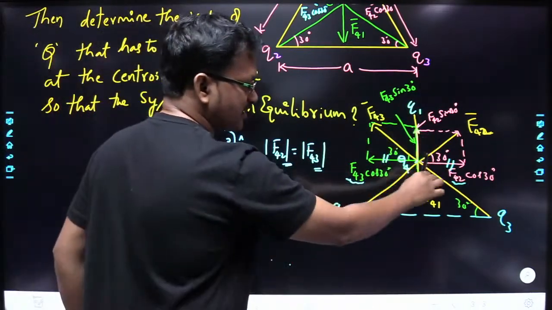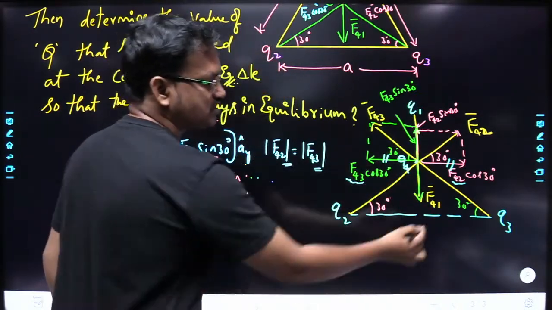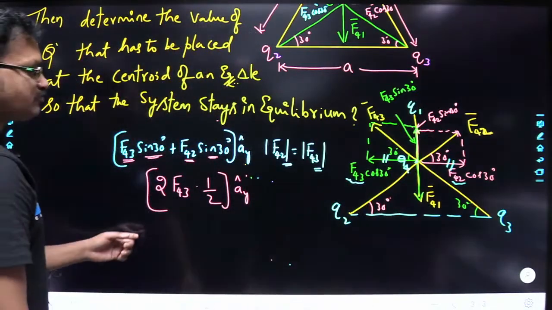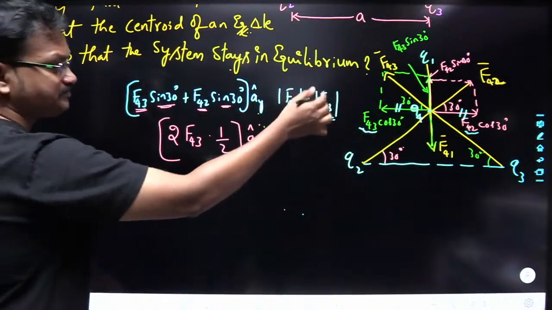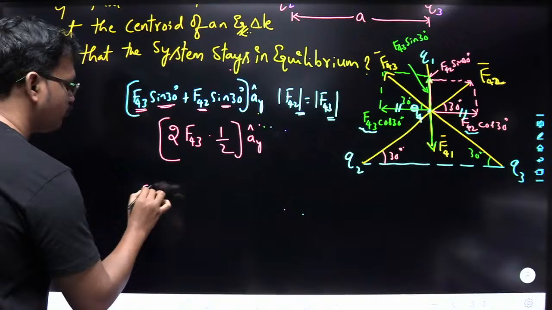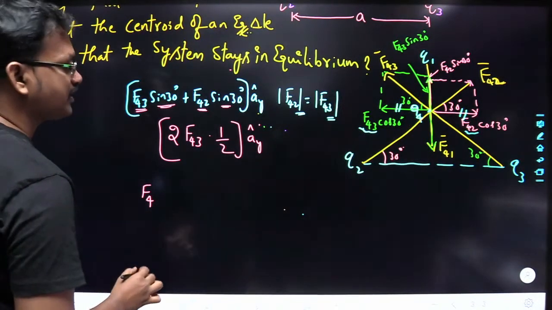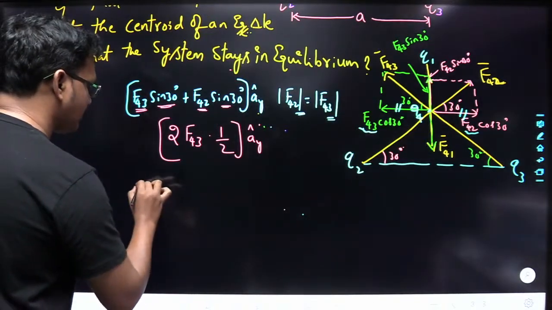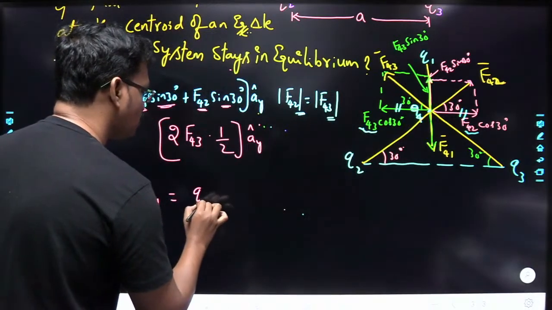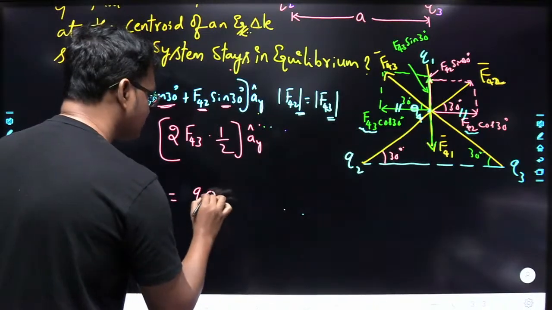Now what is the force that is acting in negative y direction here? That is F41. So this is the force between Q1 and Q4. What is the force between Q1 and Q4 here? Tell me. That is F41. So this is equal to K into Q1 into Q4. Q1 value is Q, Q4 value is capital Q.